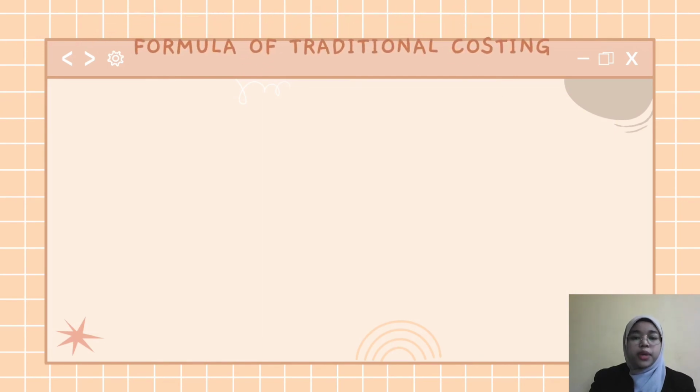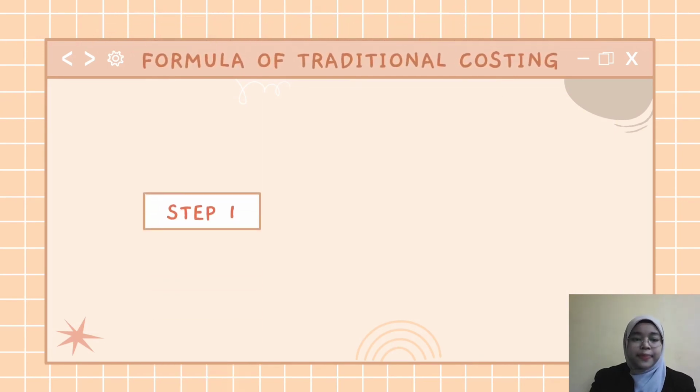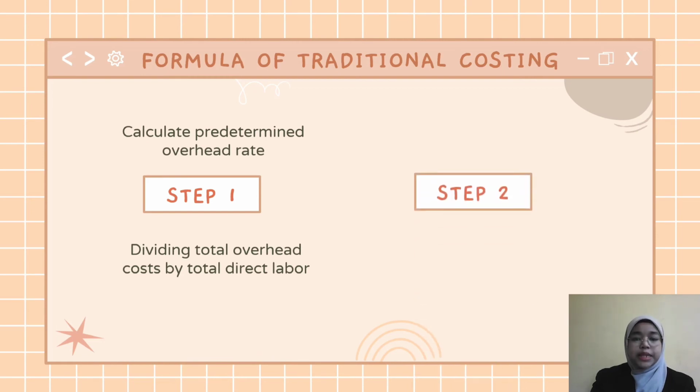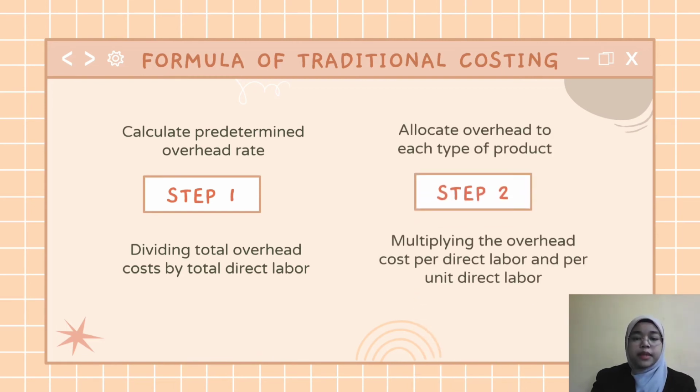Next, the formula of traditional costing. Step 1. Calculate the predetermined overhead rate by dividing the total overhead cost by total direct labor. Step 2. Allocate overhead to each type of product by multiplying the overhead cost per direct labor by the units of direct labor.